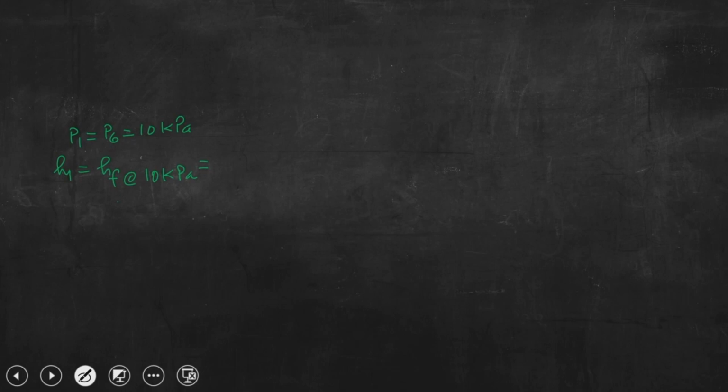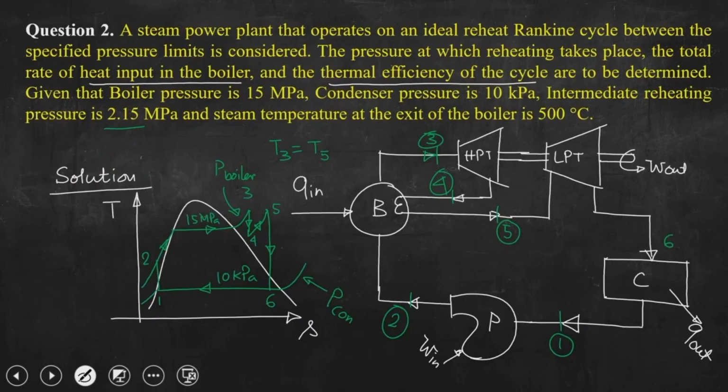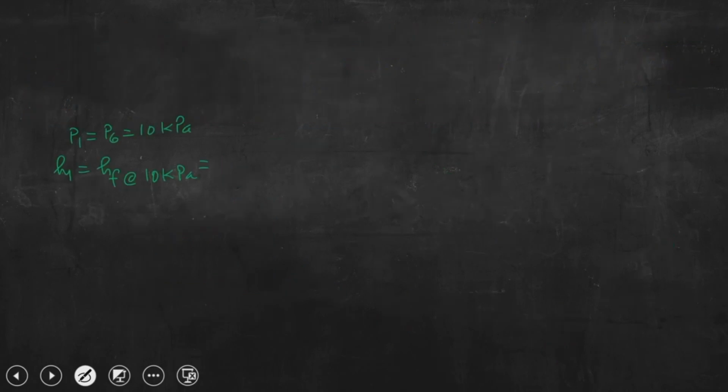This is very important: we can understand that point 1 is on the saturated liquid line. So, we can easily calculate the enthalpy, that is 191.81 kilojoule per kg, and also the specific volume, that is Vf at 10 kilopascal, and that is equal to 0.00101 meter cube per kg.